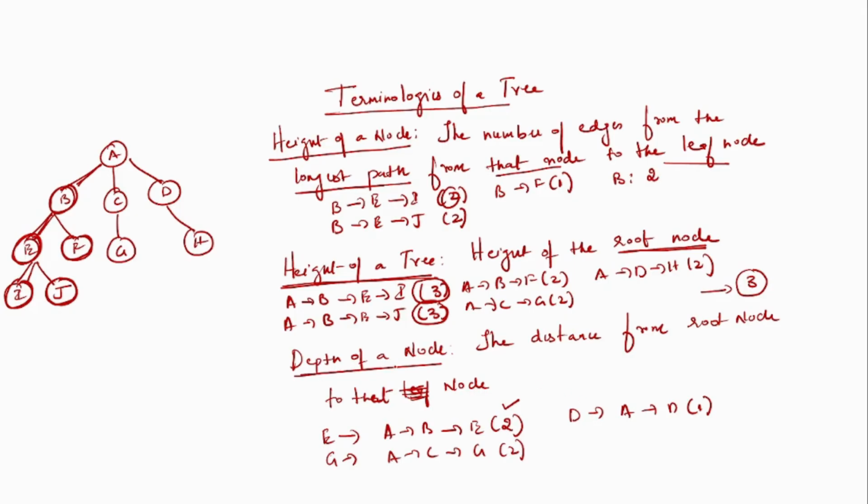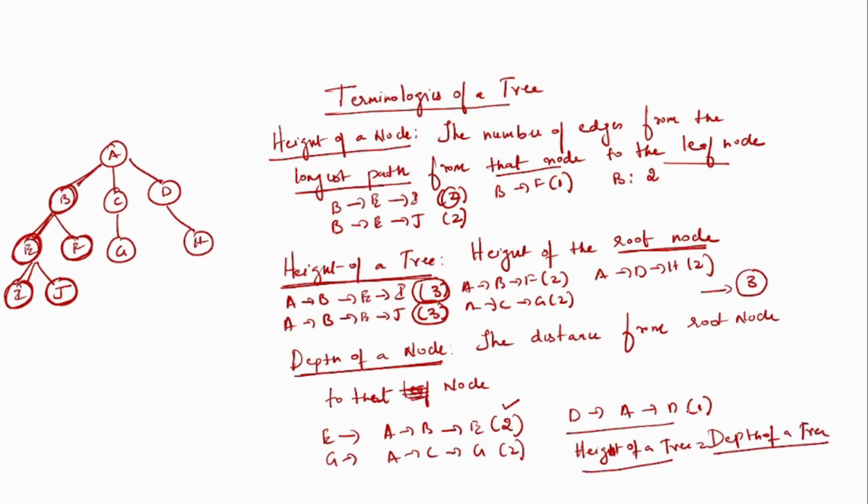So we can also talk about the depth of a tree. Here we have seen the depth of a node, but the depth of a tree is nothing but the distance from the root node to the leaf node, or the maximum distance from the root node to the leaf node, which is nothing but the height of the tree. So the height of a tree is equal to the depth of a tree.